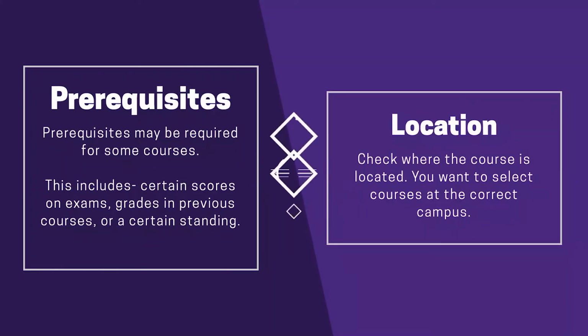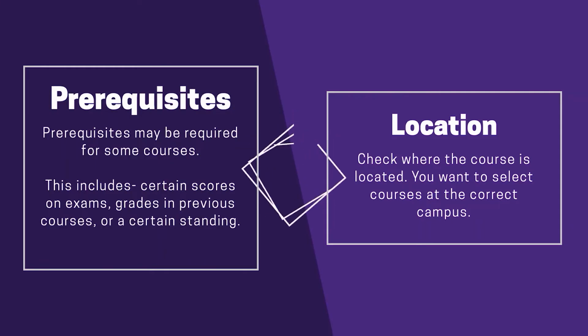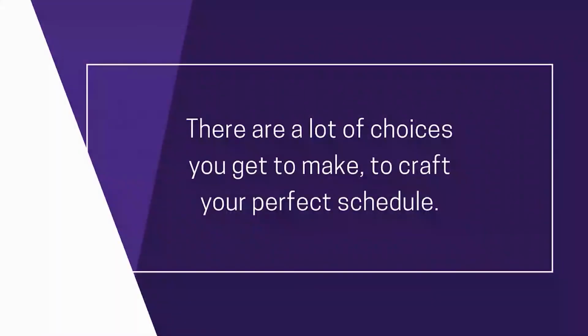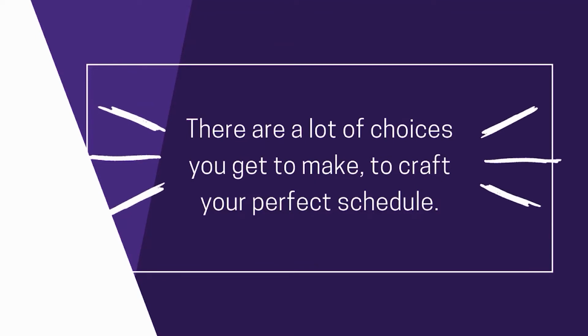And watch out for course locations. You will notice some classes are offered online, in person, or at the Salina campus. Be sure to select classes that are in the best location for you and to ensure that you can make it to class on time. In the end, you are the one that gets to build your schedule. While some courses may have only one class time, there are a lot of choices that you get to make to craft the schedule that is best for you.